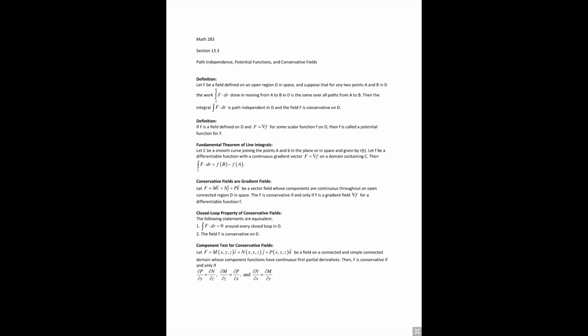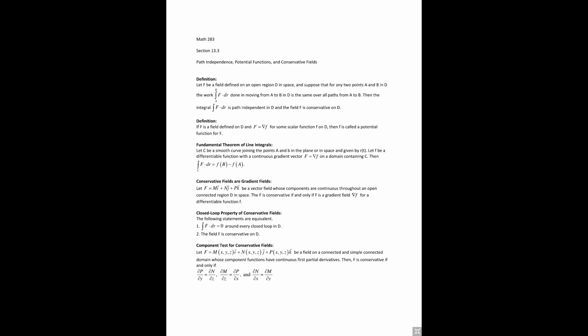Next definition. It says if F is a field defined on D and capital F is equal to the gradient of f for some scalar function f on D, then f is called a potential function for F. And we're going to talk about what potential functions are and how to find those. Okay.